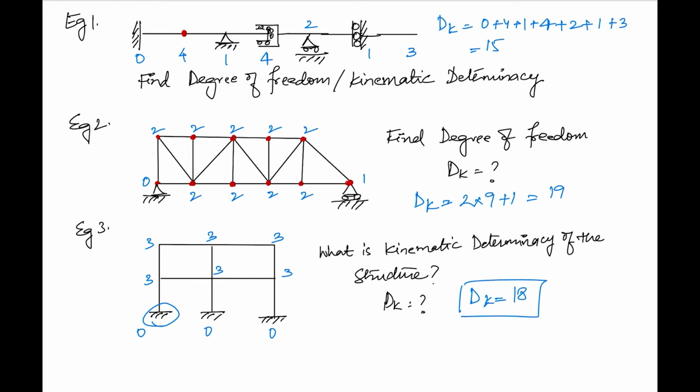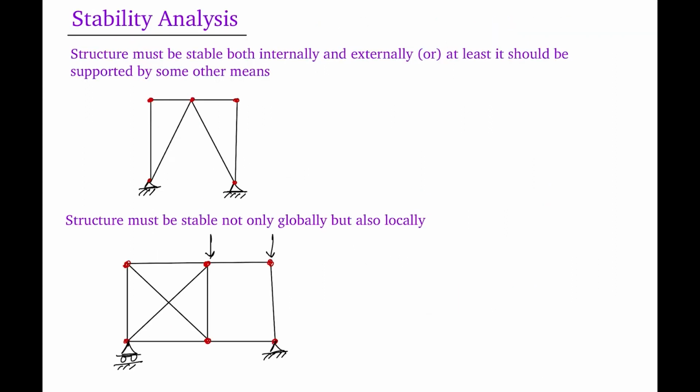So this concludes what degree of freedom is, how to determine it, and how to use the knowledge of degree of freedom in structural analysis. Now moving on to stability analysis, we will see how structures can become unstable, or under which special conditions structures can become unstable. So we have here stability analysis.